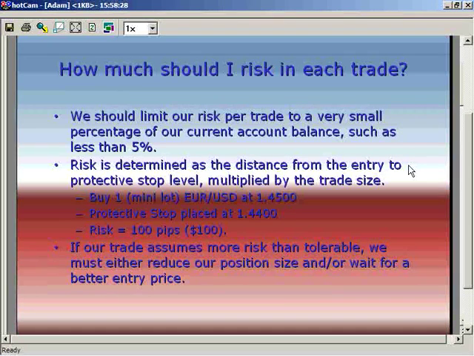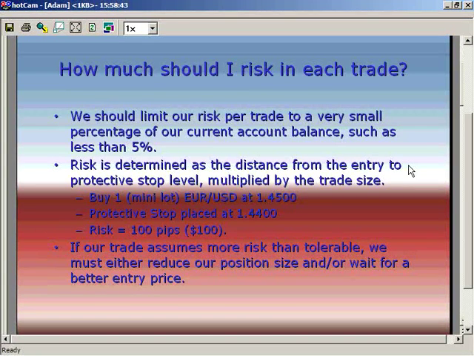So we buy one mini lot of the euro dollar at 145.00. We place our stop order at 144.00. We've risked 100 pips. Well, on one mini lot, 100 pips is $100. On a standard lot, 100K, that would be $1,000.